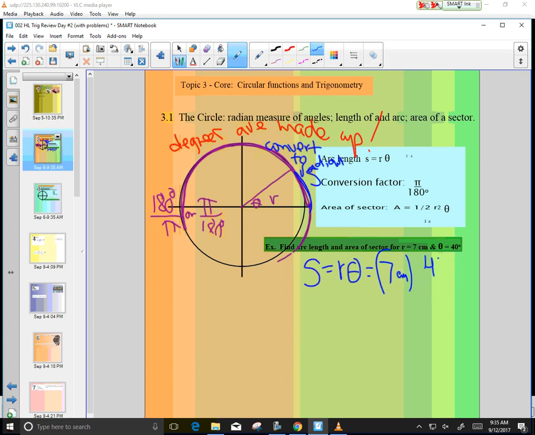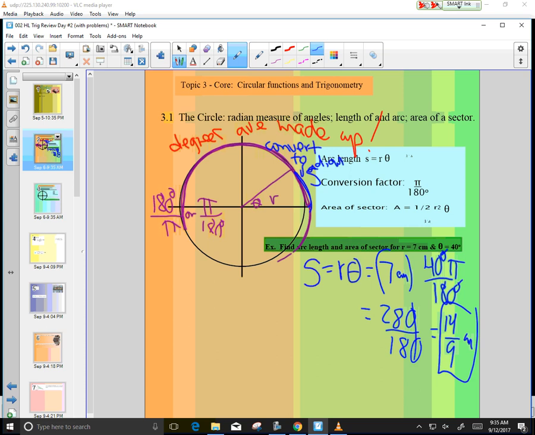You just go 40 times pi over 180. So these cancel out, and so you're going to get 280 pi over 180, which is, I think, 14 pi over 9 centimeters. Isn't that neat? You have to convert to radians or it's not going to work.